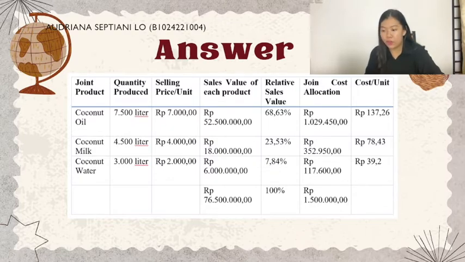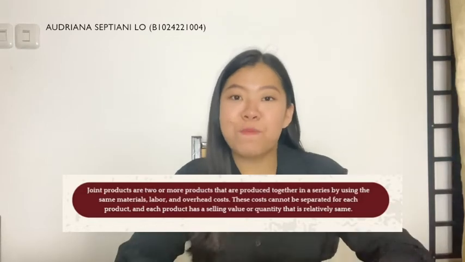The relative sales value is 7.84%, and the joint cost allocation is 117,600 rupiah. So the total sales value is 76,500,000 rupiah, and for the joint cost allocation, the total is 1,500,000 rupiah.